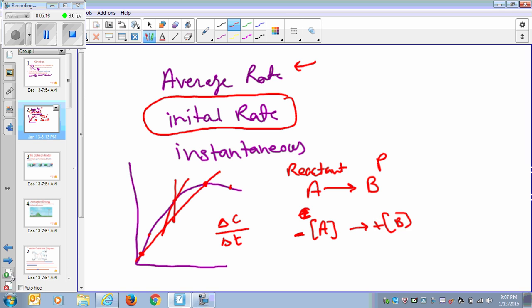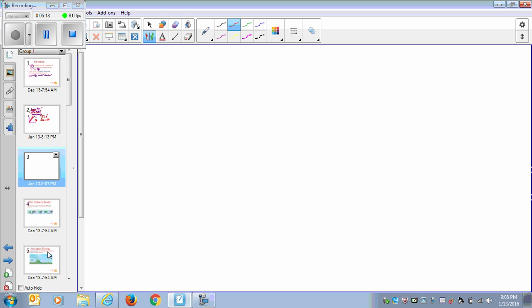Another way to understand the rate of reaction: rate is equal to change in concentration divided by change in time. As I said, we calculate it in moles over seconds, that is molarity over second, where molarity is moles per cubic decimeter.